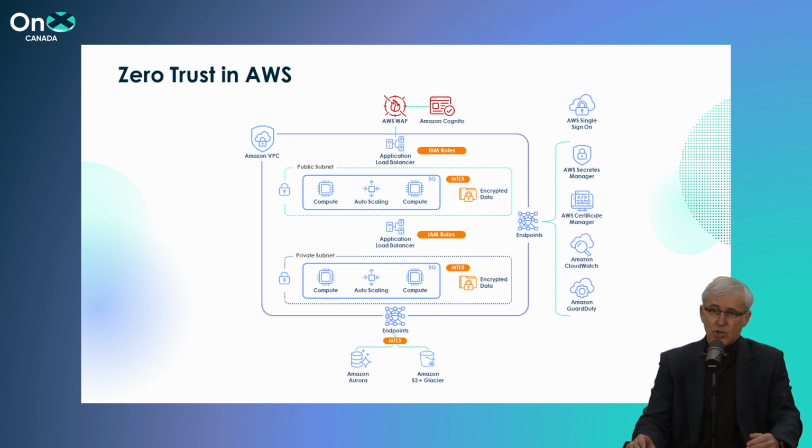And then from a detection perspective, you'll see on the right-hand side, we're using Amazon CloudWatch for log monitoring and GuardDuty for threat intelligence. That brings together all of those 7 tenets from NIST in a particular application deployment.